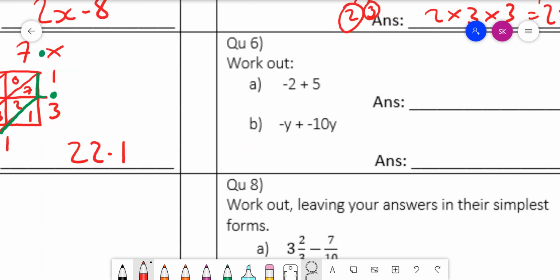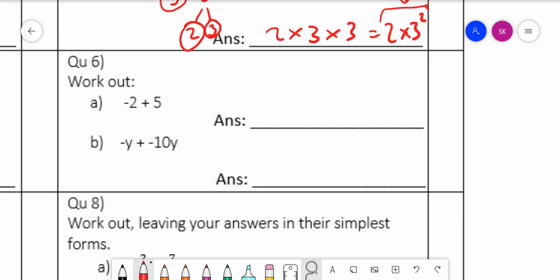Question 6 says work out negative 2 plus 5, which means we're starting at -2, we're going up by 5, we end up at +3. And question 6b says we're starting at -1y, when we're adding a negative we're going down, so -1 down by 10 ends up at -11. Obviously it's -11y. If you need to rewind that to listen to the explanation again, then please do. Otherwise, make sure you've written your notes and then move on to the next question.